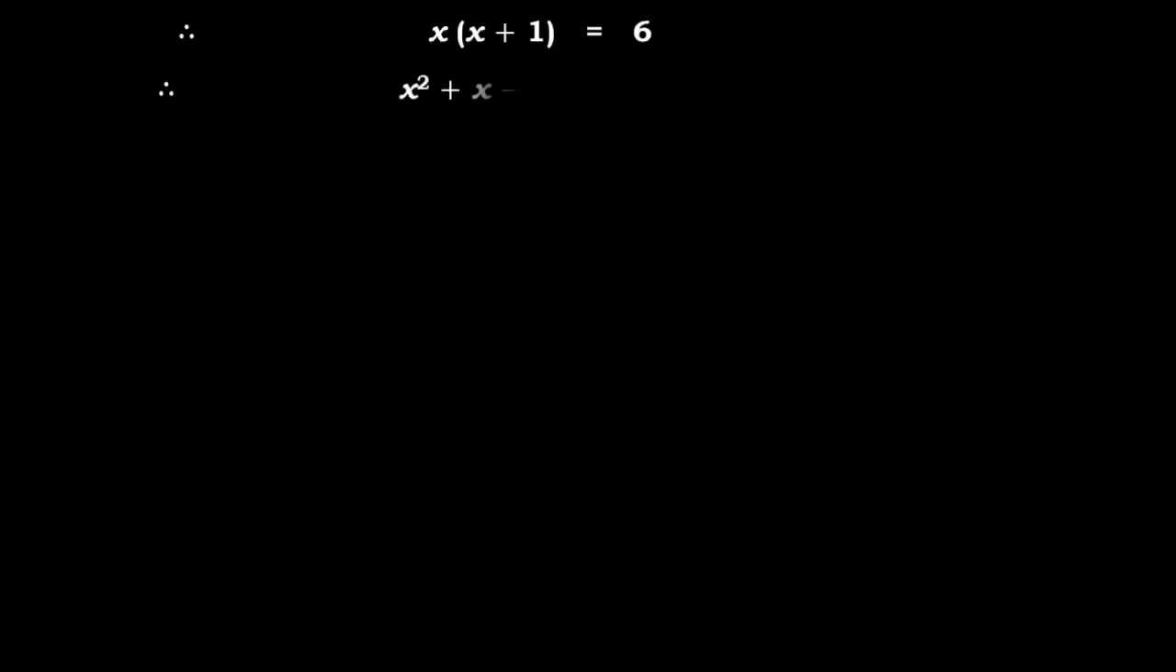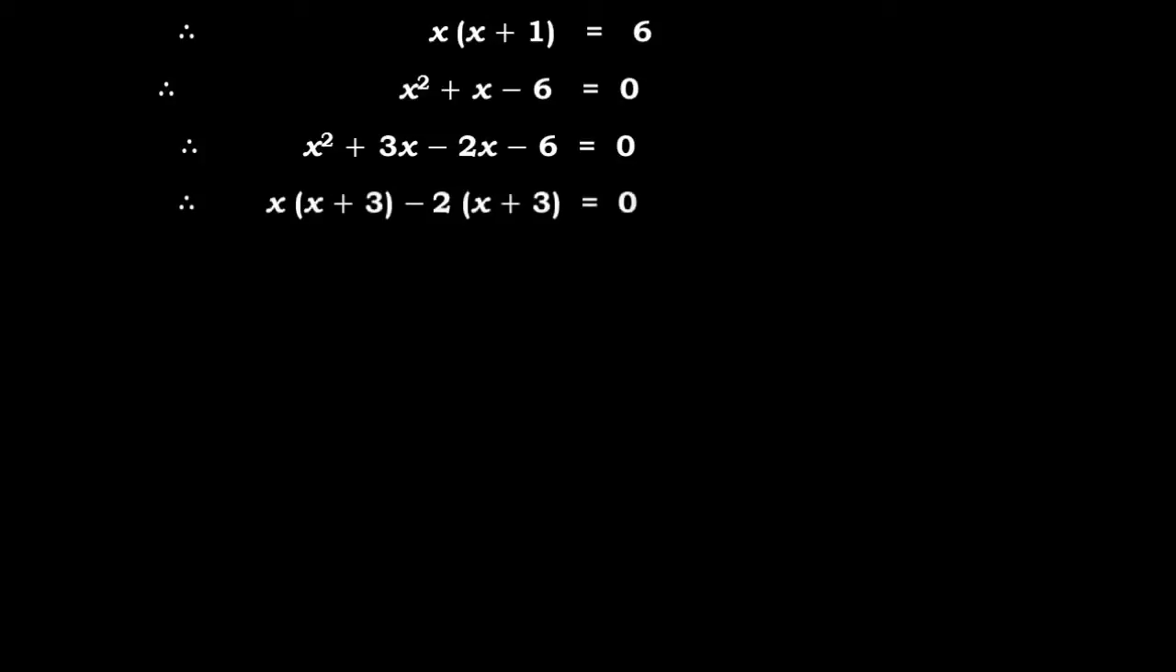So you will get x² + x − 6 equals 0. And factors of this, minus 6, are 3 into minus 2. So x² + 3x − 2x − 6 equals 0. From the first two terms we can take x common, in bracket (x + 3). And from the next two terms we can take minus 2 common, in bracket (x + 3) equals 0. So (x + 3) common, in the second bracket (x − 2) equals 0.